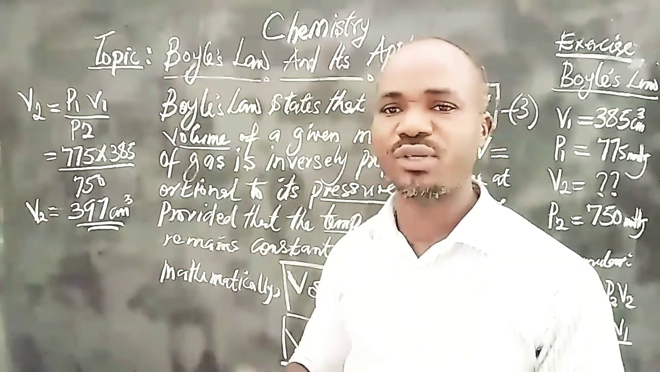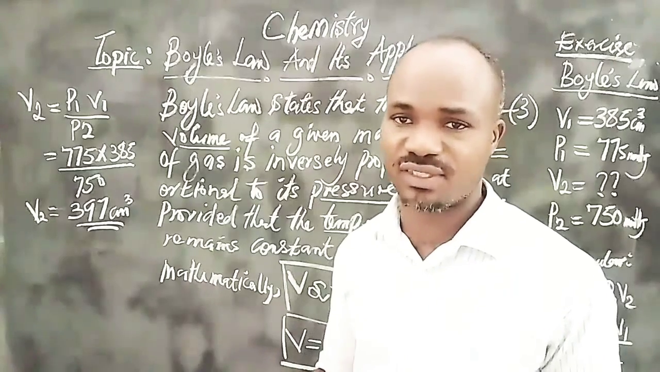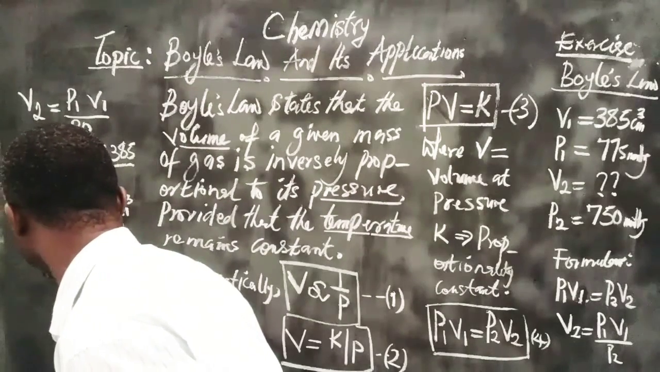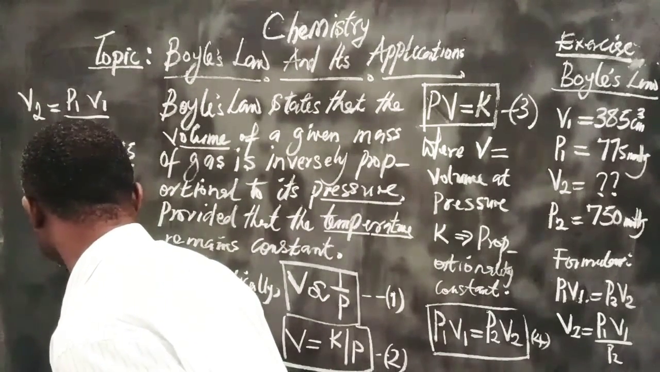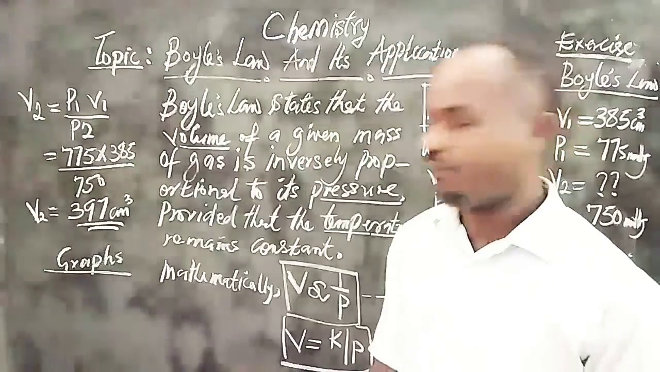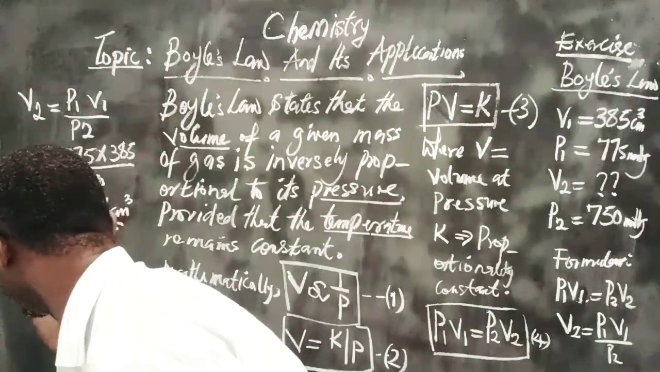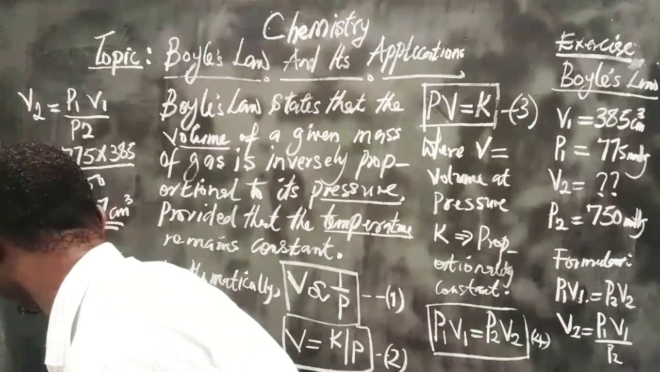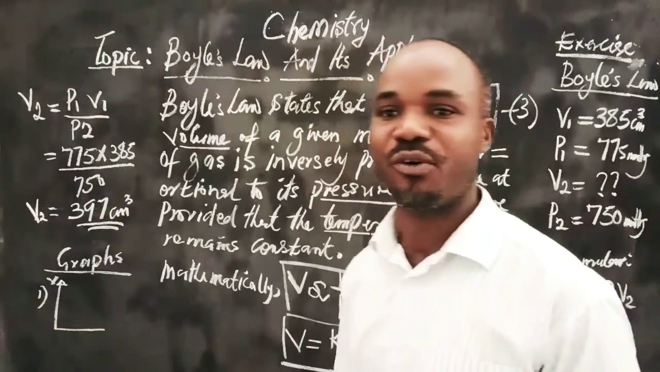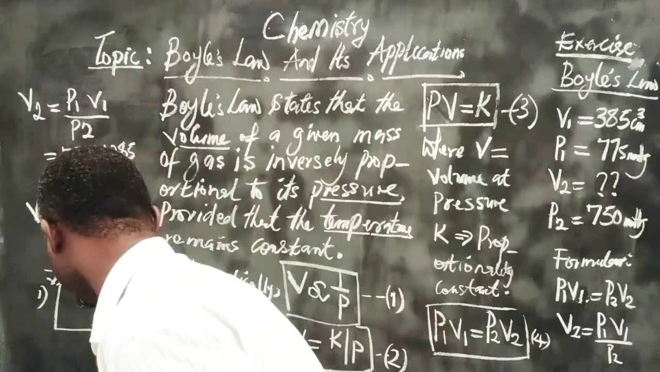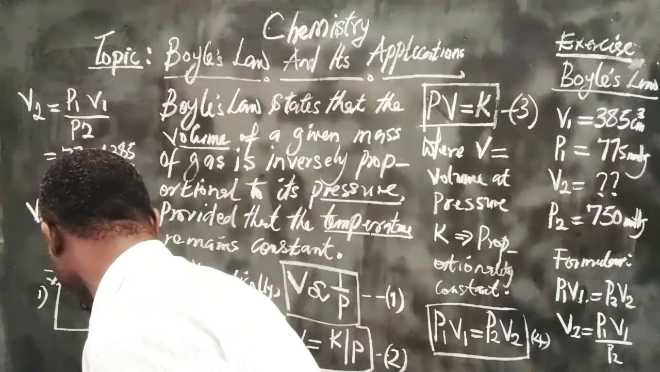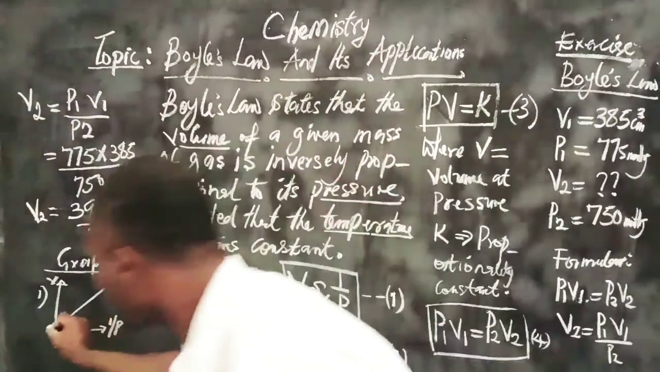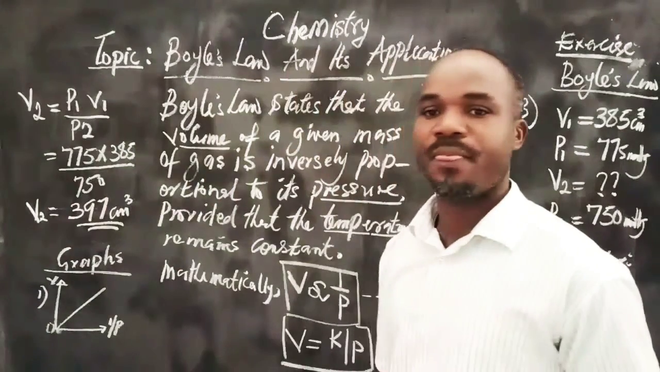The next thing we're going to quickly consider here is maybe two or three graphs that represent Boyle's Law. So let's look at the graphs. The first one, I, is this. When V, the volume of the gas, is plotted against the inverse of pressure, you have a straight line characteristic. Remember, this is the origin.